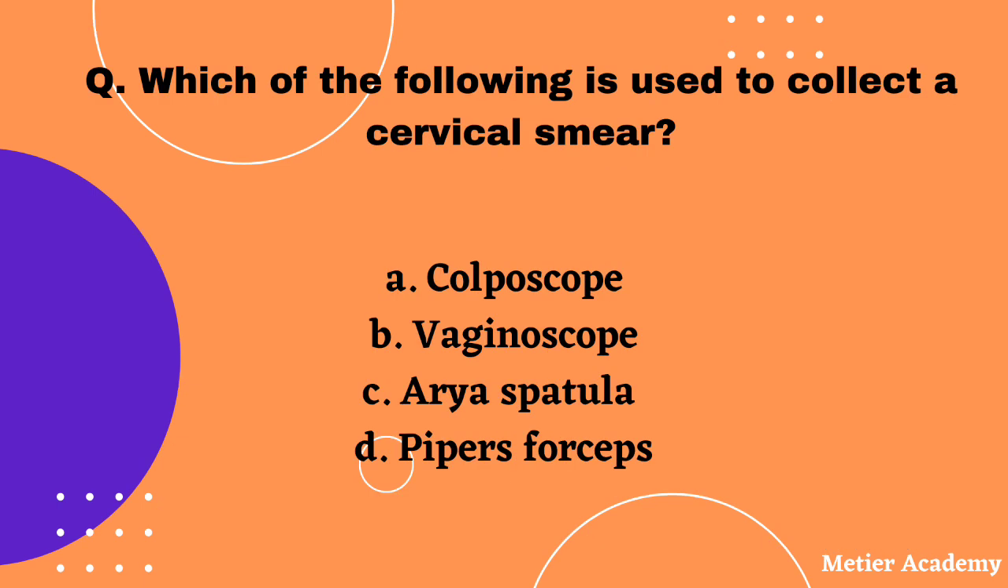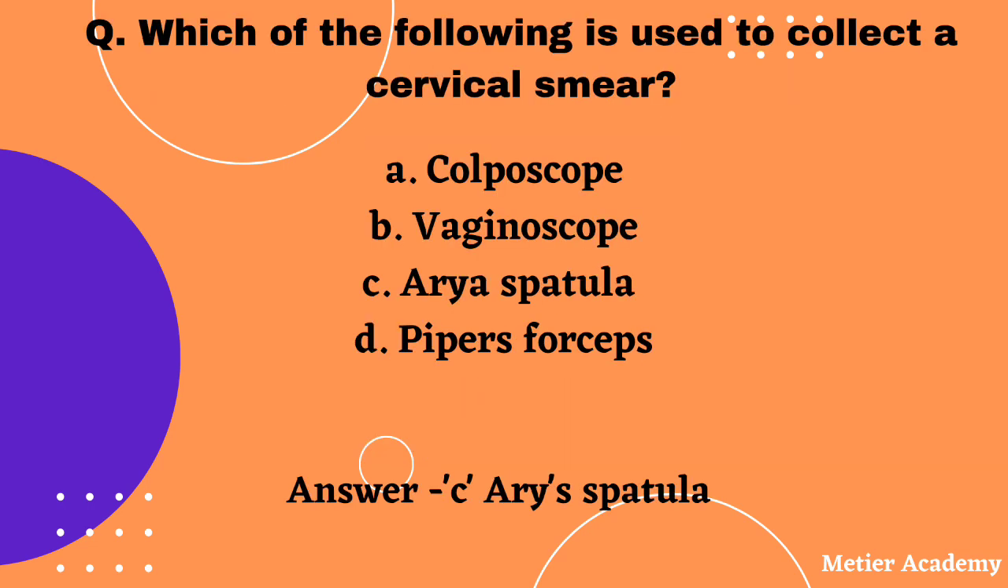Okay. Next one is, which of the following is used to collect a cervical smear? Options are colposcope, vaginoscope, Ayre's spatula. It is Ayre's, A-Y-R-E, and the last one is Pap's forceps. And here the correct answer is option C, Ayre's spatula.